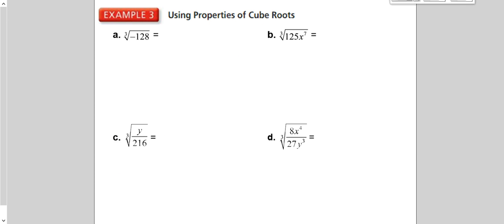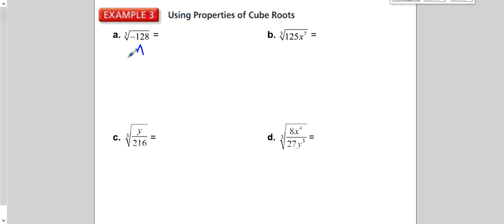Example 3, use properties of cube roots. Well, with square roots, we were popping out sets of 2, popping out pairs. Now it's a cube root, so we're looking for sets of 3. Let's break down our 128. Notice these are all a cube root. This little 3 right here is called our index, and whatever our index is, that's the size of the set of things we need to pop them out.